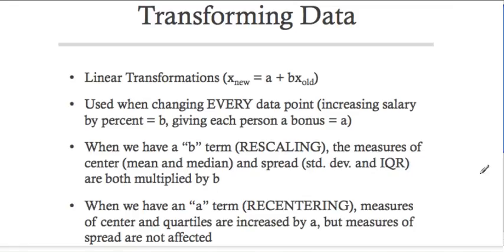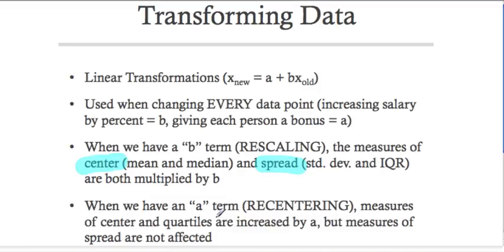So I'm going to try and summarize what we just discovered there. We are learning about linear transformations, which means we are taking each data point, that's x old, and multiplying by a constant or adding a constant or maybe doing both in order to get our new value. When we have a B term, we are rescaling. That means we are multiplying every single value by the same thing. When we do that, measures of center and spread are both multiplied by that same value B.